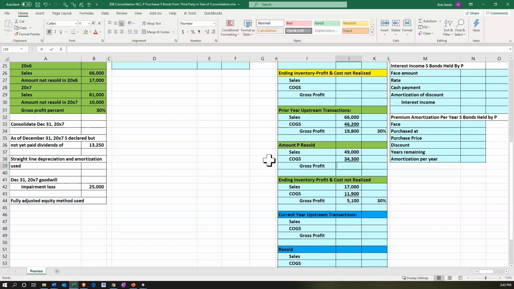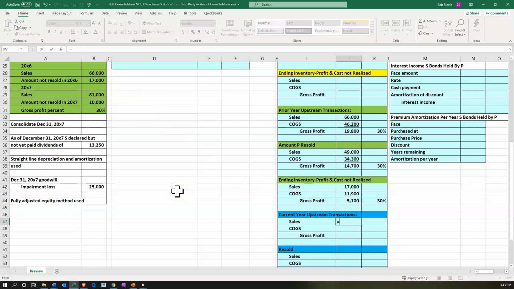And then we can calculate this a few different ways. I'm going to take the 49,000 minus the 34.3. Then we can check to see if we still have that 30%, the 14.7 divided by the 49,000, still at that 30%. Okay, then we have the current year transactions, 2000X7, the year of consolidation that we're going to be doing.